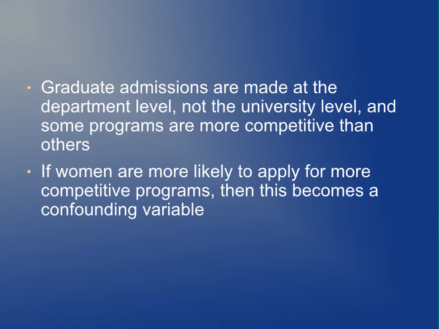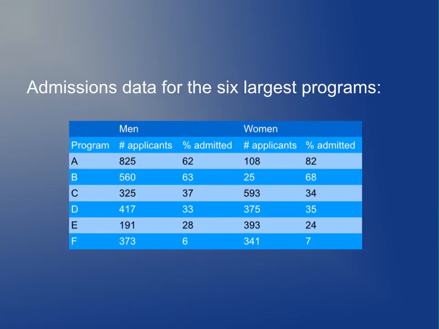So, first of all, if there's gender bias going on, it's going on in every single department across the university. But the confounding variable is that some programs are more competitive than others. And if women are more likely to apply for the programs that are harder to get into, then this can become a confounding variable. So this table shows the data for the 6 largest graduate programs at UC Berkeley.